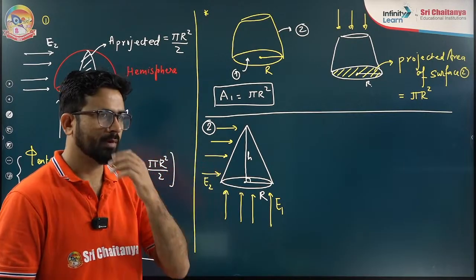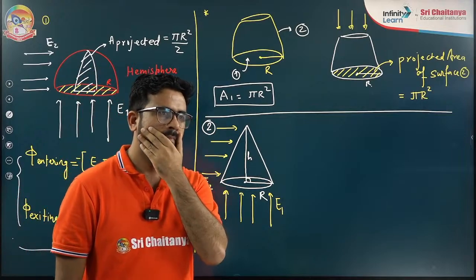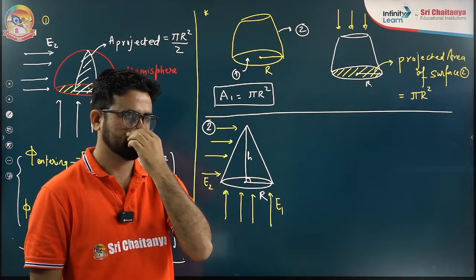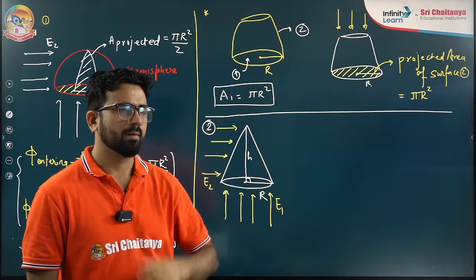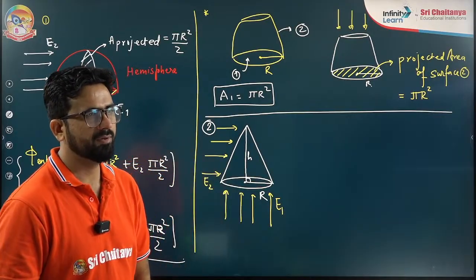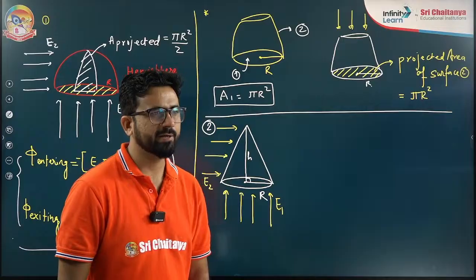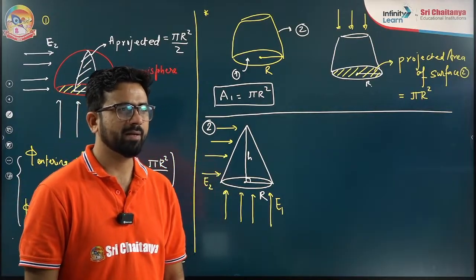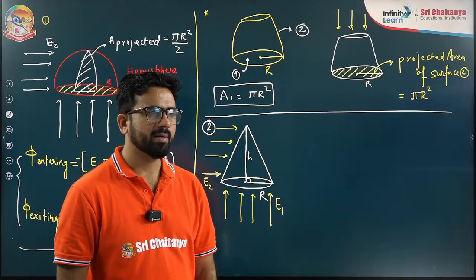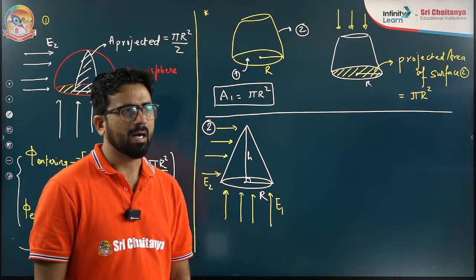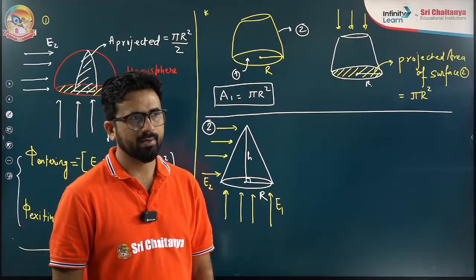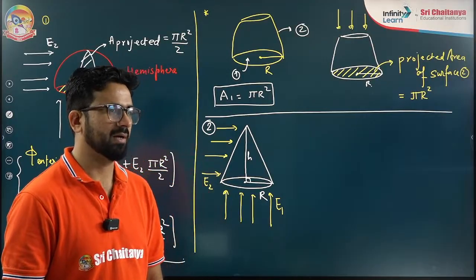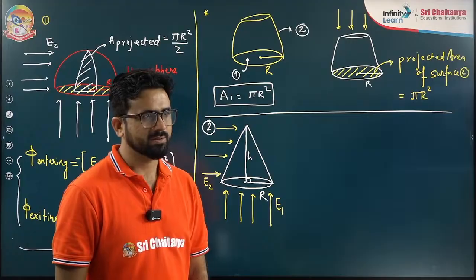Chandana beta, a little mistake there. Please check it. You have written E1 into pi r square, correct? Plus second you have written E2 into r into h by 2. This is not r into h by 2, this is rh. King, your answer is correct.